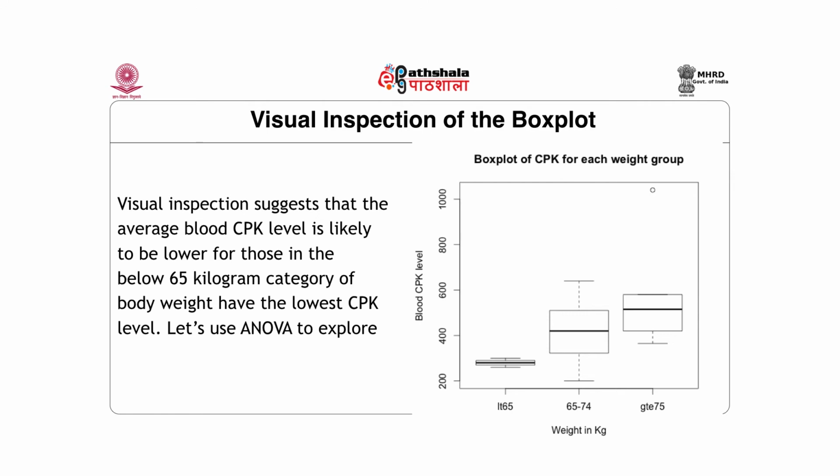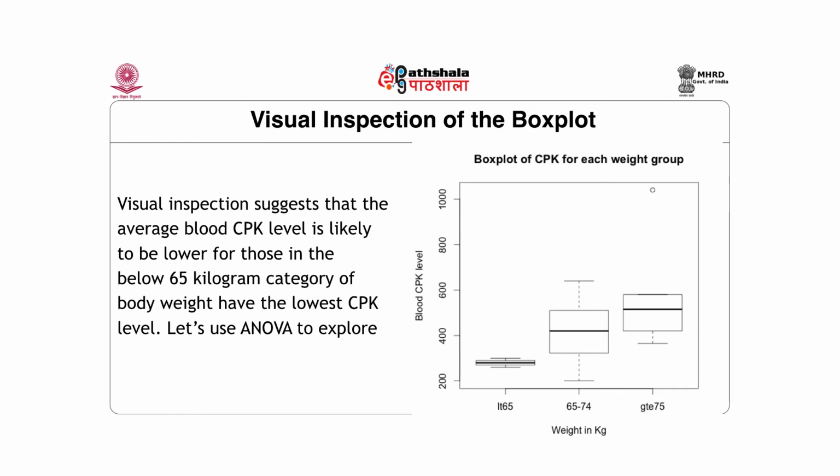So you have a visual inspection which suggests that the average blood creatine phosphokinase level is likely to be lower for those in the below 65 kilogram category, and there's almost a monotonic increase in the blood CPK as the weight increases. So people with the lowest body weight had the lowest concentration of CPK, and correspondingly it just went up. And that is a visual inspection.